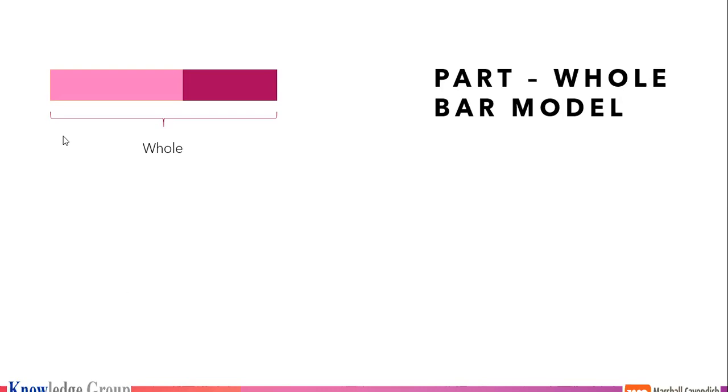The whole, you're always going to write underneath or on top of your bar. You're never going to write the whole inside of your bar. And you're going to draw this bracket here, and it represents that the number that you wrote represents the whole or the total. And then you can write the amount that represents each part. We're going to see an example.